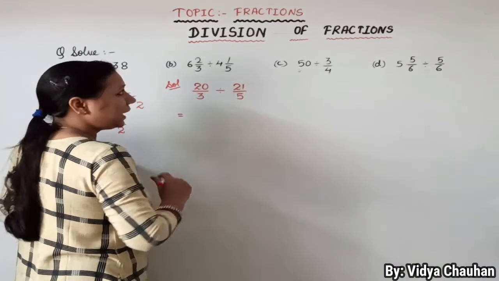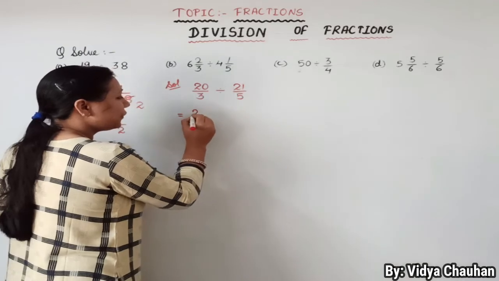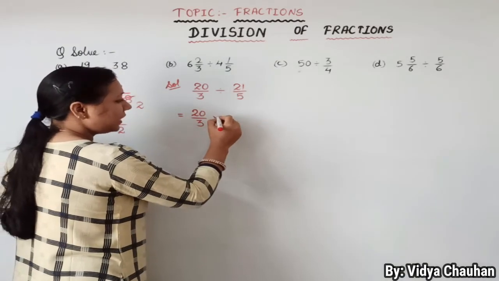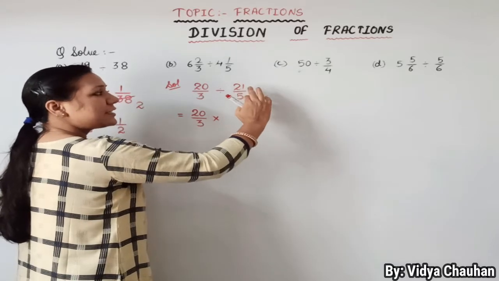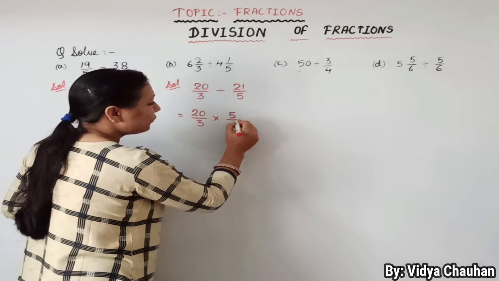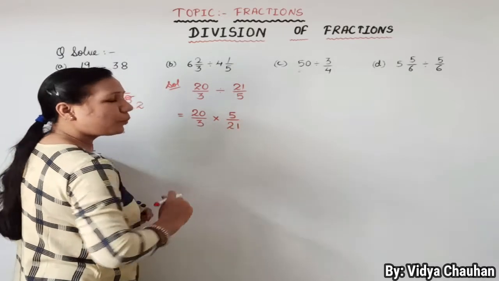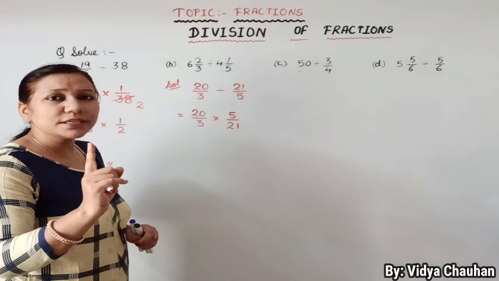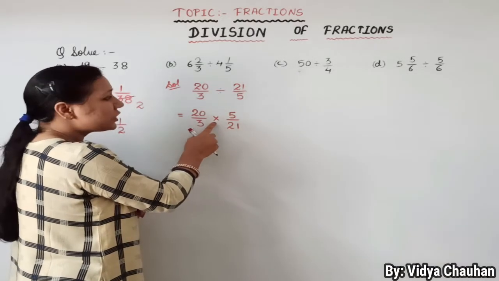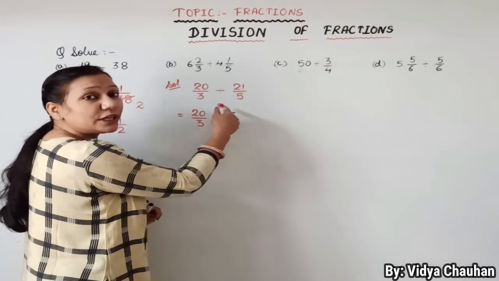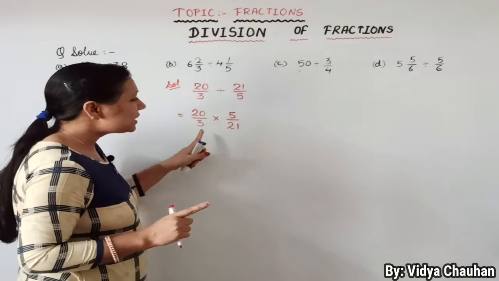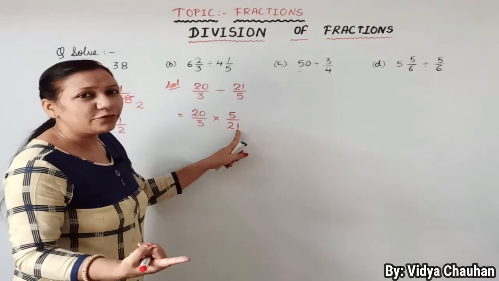Now let's apply the rule of division. Write down the first fraction as it is, 20 upon 3. Convert the sign of divide into multiplication, and at the same time we need to reciprocate the fraction. So 21 upon 5 will now become 5 upon 21. Please remember this step carefully, students. Whenever the divide sign is converted into multiplication, you have to take the reciprocal of the second fraction, not the first one. First will be copied as it is. You just have to take the reciprocal of the second fraction.